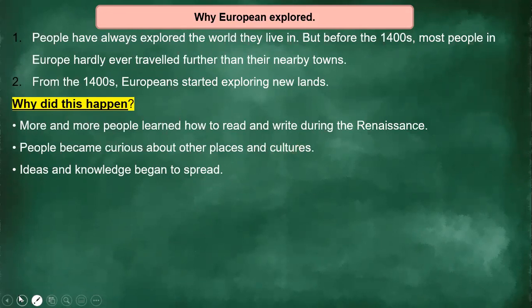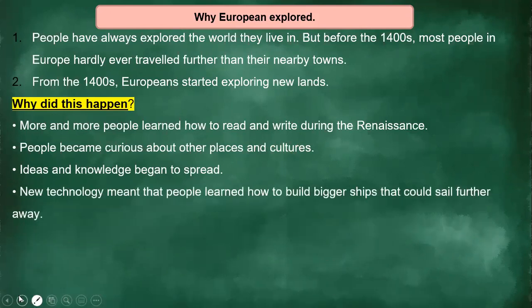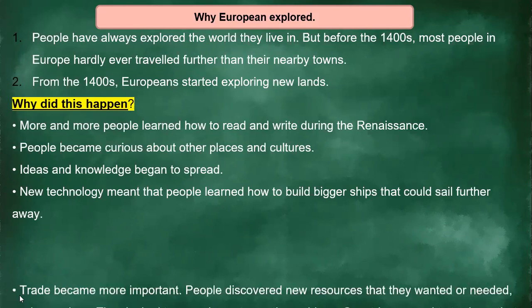Another reason is that ideas and knowledge began to spread. They now had the ideas and the knowledge, so their ideas were taken into consideration. They would share their ideas and knowledge, and that made life very simple. New technology meant that people learned how to build bigger ships. During the Renaissance, they produced new technology, such as the building of ships. Ships were the ones that helped them to travel around.